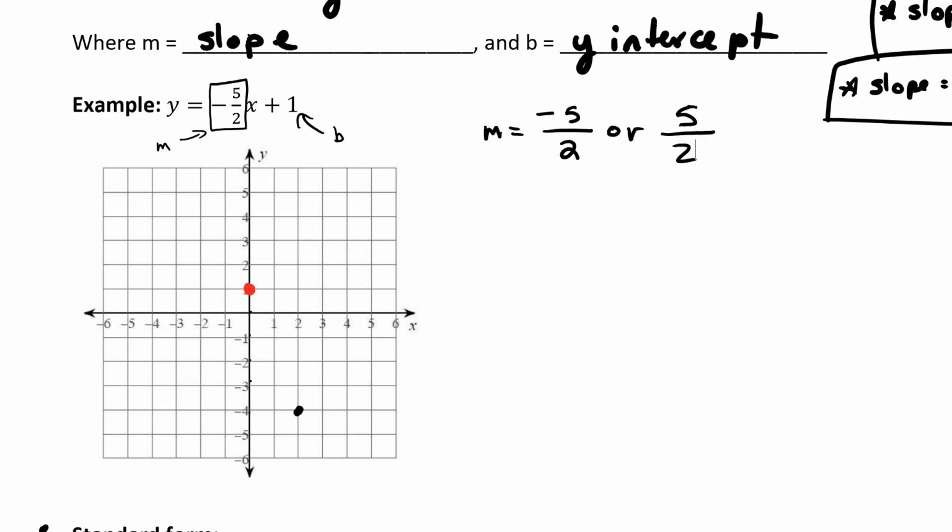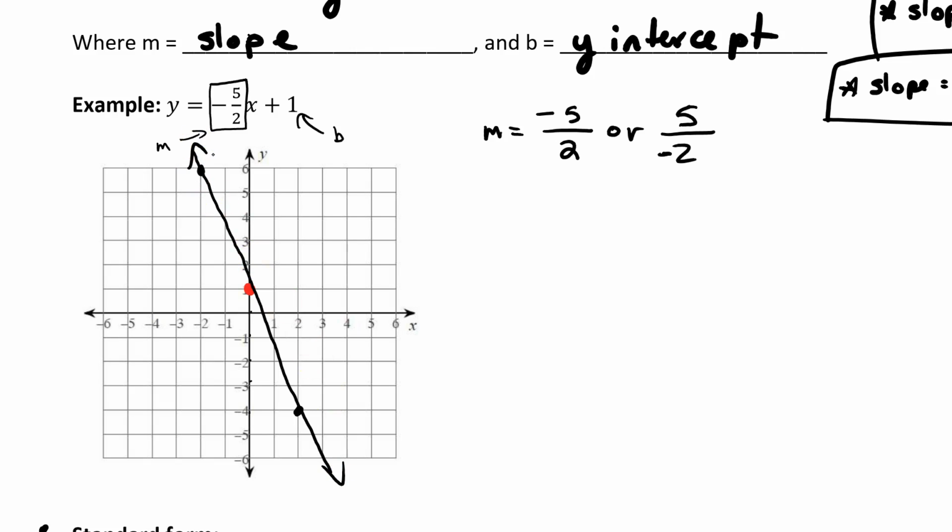So in this way, I went in the positive direction when we went to the run part, and I went in a negative direction for the rise part. Now I'm going to do the opposite here. I'm going to go up 5, 1, 2, 3, 4, 5, and over 2, 1, 2, in the negative direction. So when I have these three dots, really you just need 2, but having 3 always gives you a more accurate graph. Just connect them. And there you go.